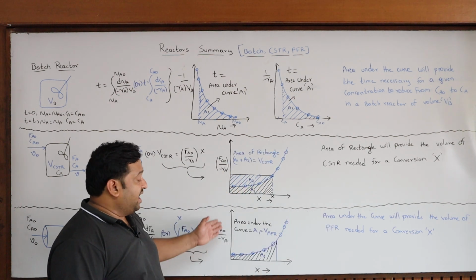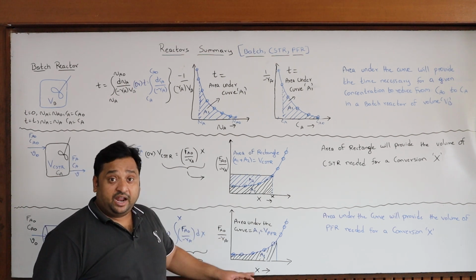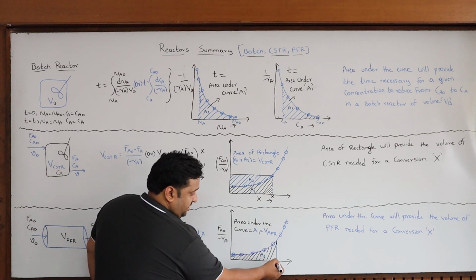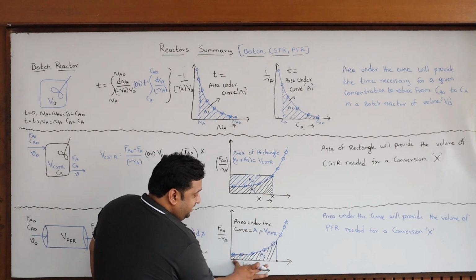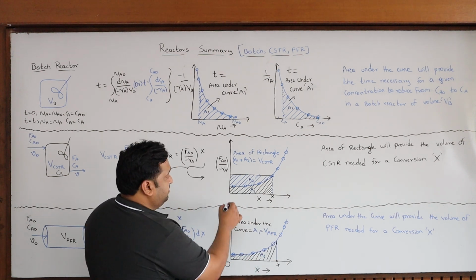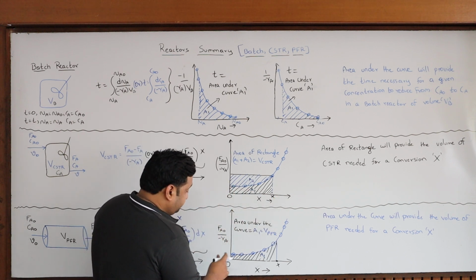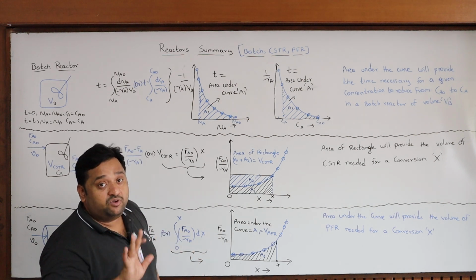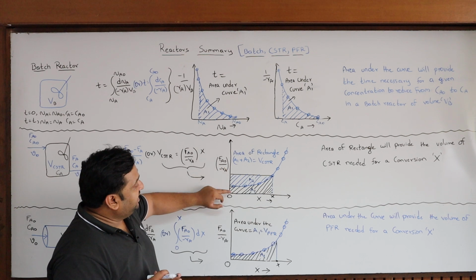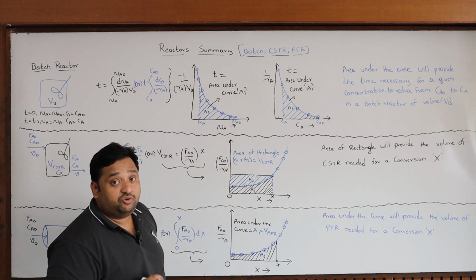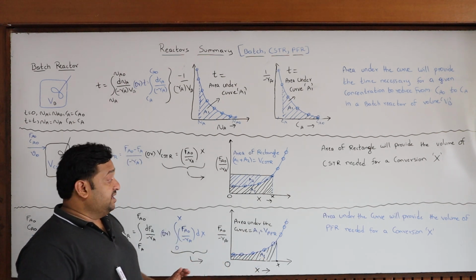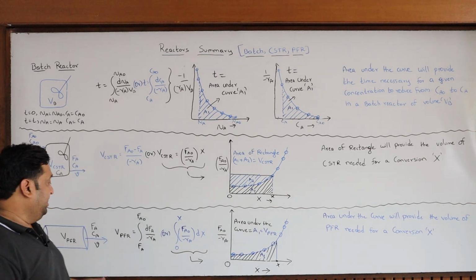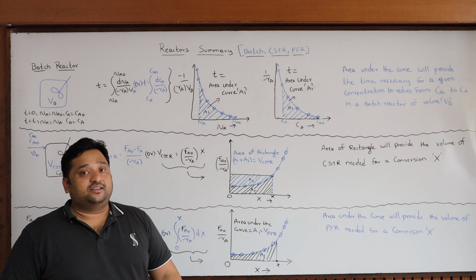That means if you have the data Fa0 by minus Ra and x, plot the curve, and for a given conversion, for example, if your target conversion is this, draw a straight line. Then between these two limits, 0% conversion and x% conversion, because it is integration, only the area under the curve you have to take into consideration. For the CSTR, because there is no integration, the entire area above the curve and below the curve, the entire box, you have to consider. Here only A1, the area under the curve, is nothing but the volume of the plug flow reactor needed for a certain conversion.